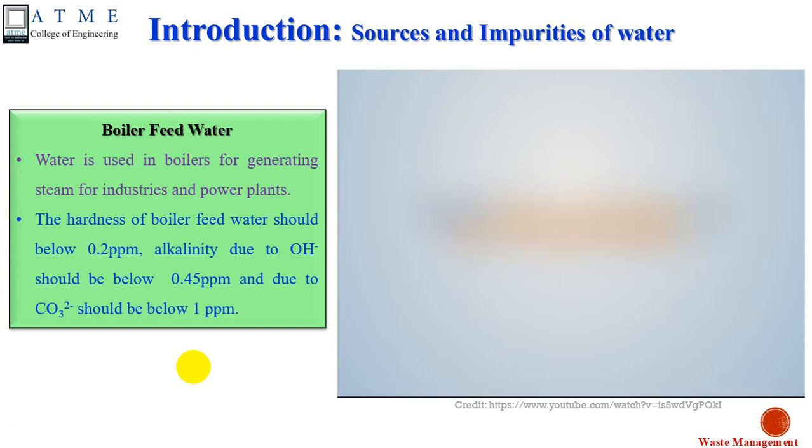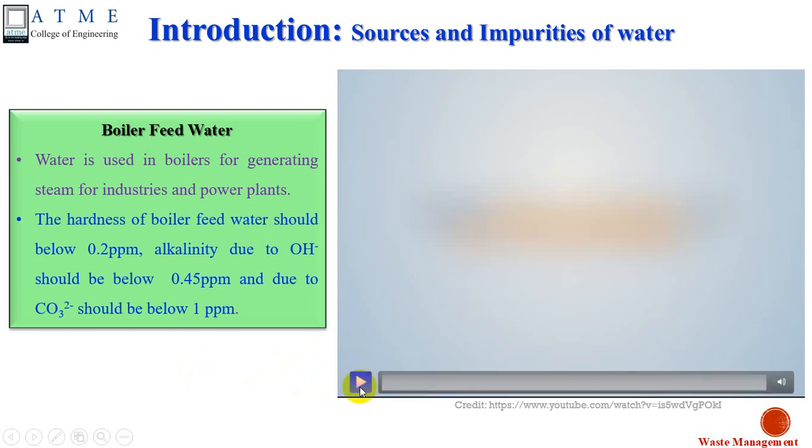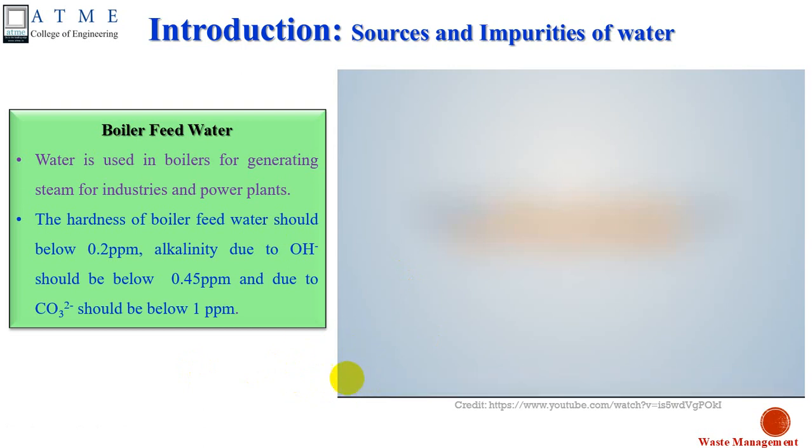The boiler feed water, before feeding it into the boiler, should have some characteristics. The water should have hardness below 0.2 ppm. And the alkalinity should be in and around 0.44 ppm. And the carbonate containing salts should be below 1 ppm. Let us see an animated video which clearly explains the boiler feed water.